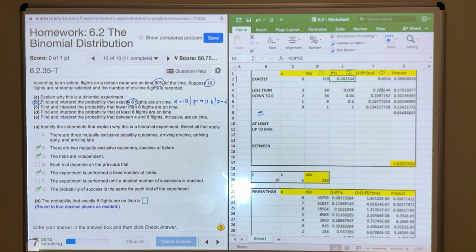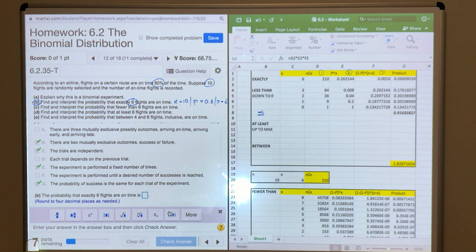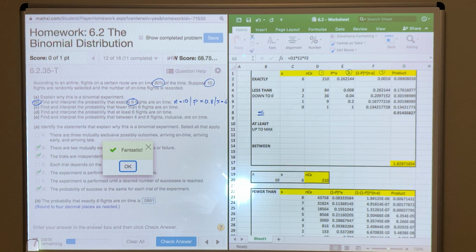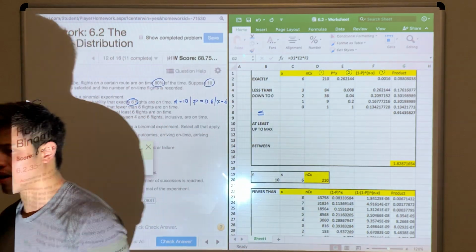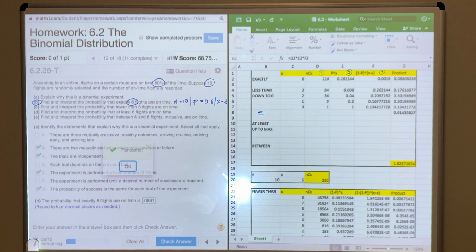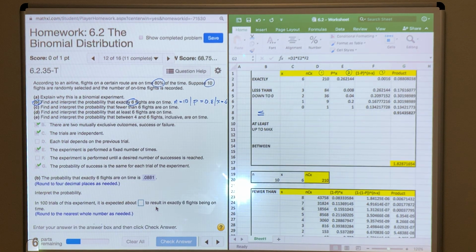nCx, my probability to the power of x, my 1 minus that probability to the power of n minus x, and there is my probability that exactly 6 flights will be on time. 0.0881, rounded to 4 decimal places. And there it is. Again, I just want to drive home the point that you could do this by hand. It's not a big deal. All right?